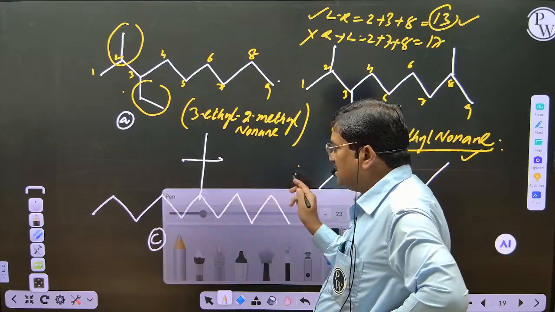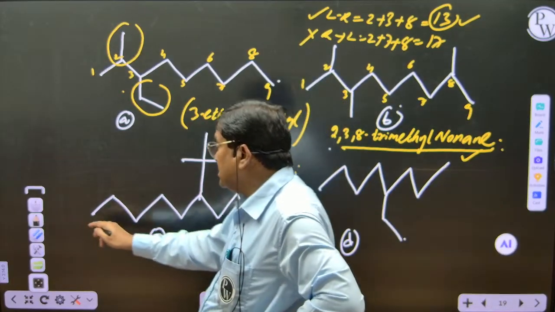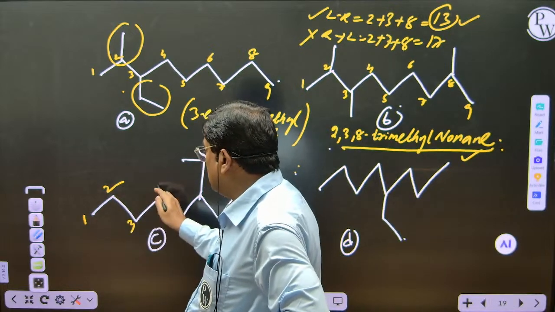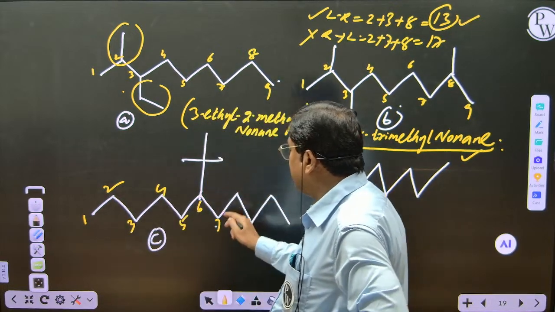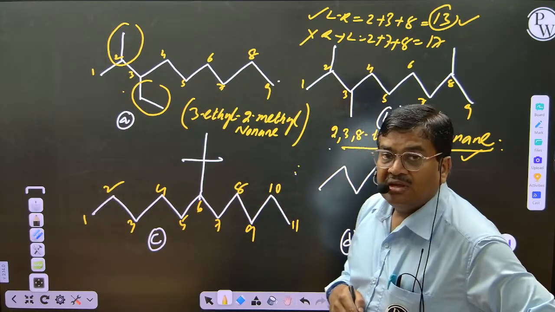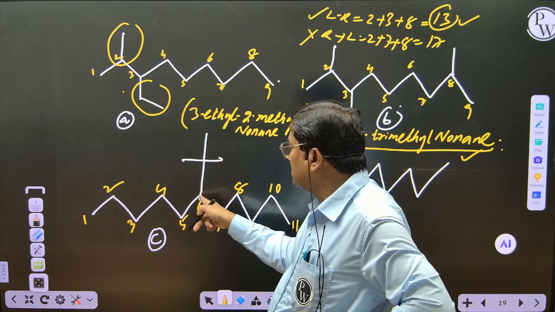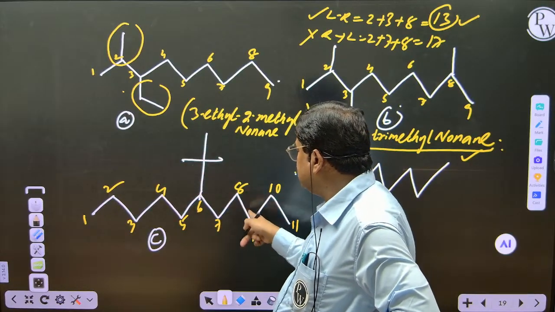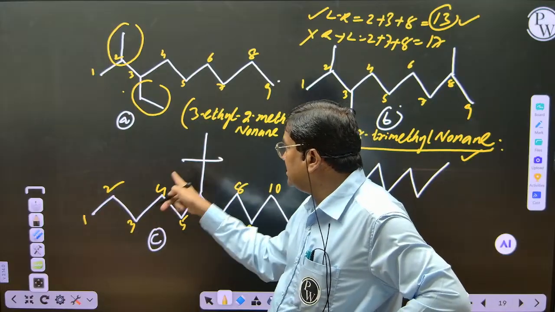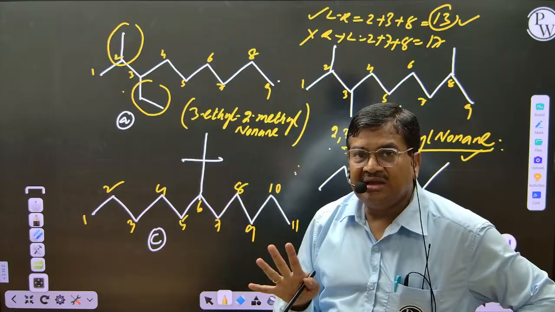Have you all selected straight for this? If you go straight, how many carbons are we getting? Check: 1, 2, 3, 4, 5, 6, 7, 8, 9, 10, 11. Everyone got 11? And if I come like this, see, 1, 2, 3, 4, 5, 6, 7, 8. Even if I go like this, 1, 2, 3, 4, 5, 6, 7, 8. So only one possibility, correct?